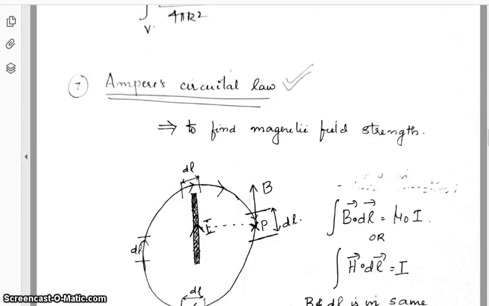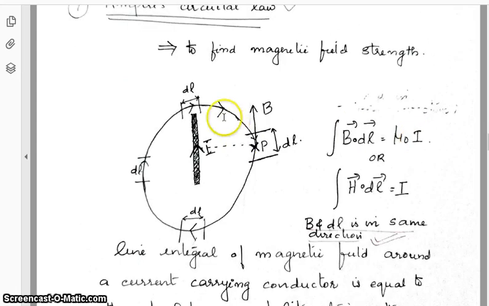Now next, coming to Ampere's circuital law. This is also important. It is used to find the magnetic field strength. So here I have drawn a current carrying conductor I. Here is a point P. As I said earlier, since the current is moving, it is under motion, this point P experiences a magnetic field in the form of concentric circles.